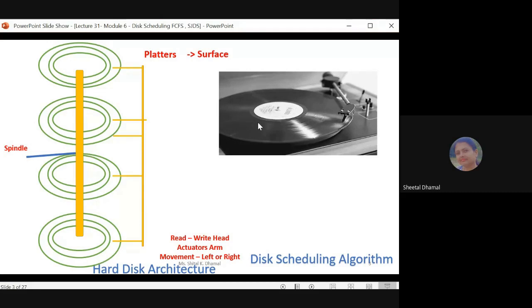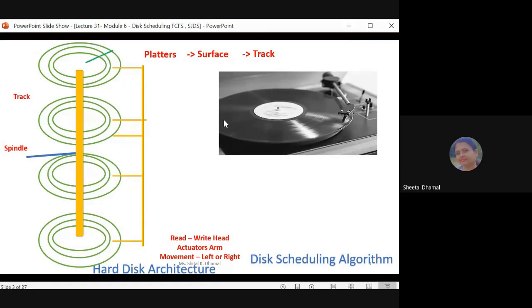So suppose this is your platter, and this is its upper top surface. Here you can see the number of tracks present on the upper surface of this platter. So initially platters are there, then the upper and lower surfaces, then tracks on each surface, and an equal number of tracks are present on the upper surface as well as the lower surface. Means if 50 tracks are there on the upper surface, then 50 tracks are present on the lower surface, like this.